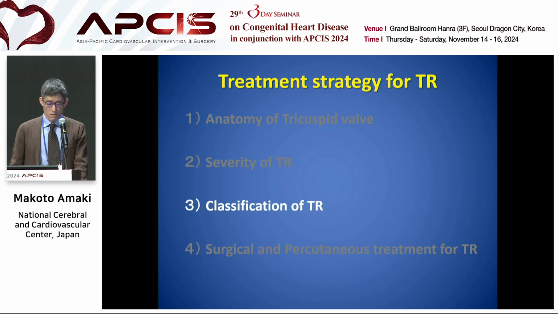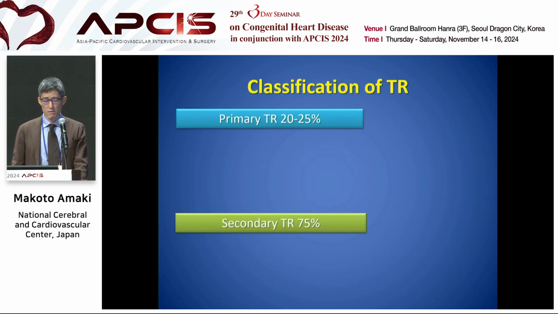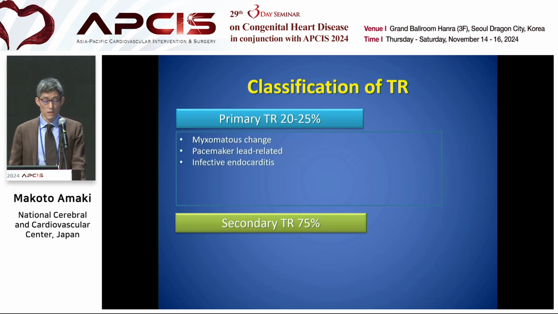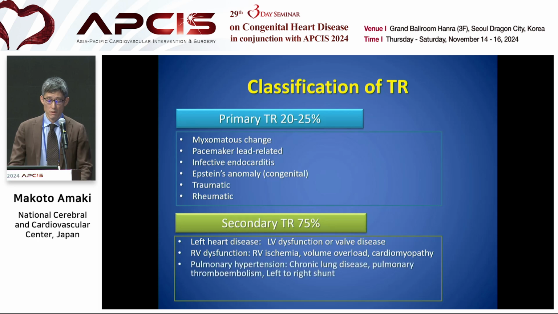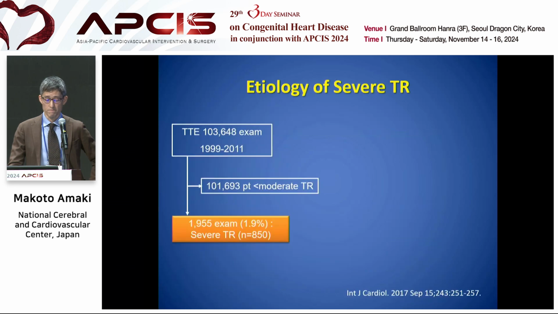Next is the classification of the TR. The classification is primary TR and secondary TR, and the majority of the patients have secondary TR. Primary TR includes myxomatous change, pacemaker-related TR, infective endocarditis, congenital heart disease, and traumatic and rheumatic causes. But these are only up to 25%, and most of the TR is secondary, which is from left heart disease, RV dysfunction, pulmonary hypertension, and right atrial abnormality due to atrial fibrillation.